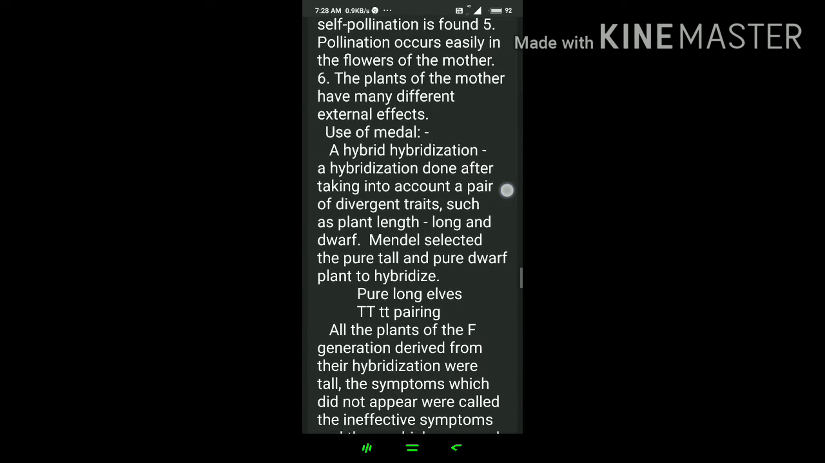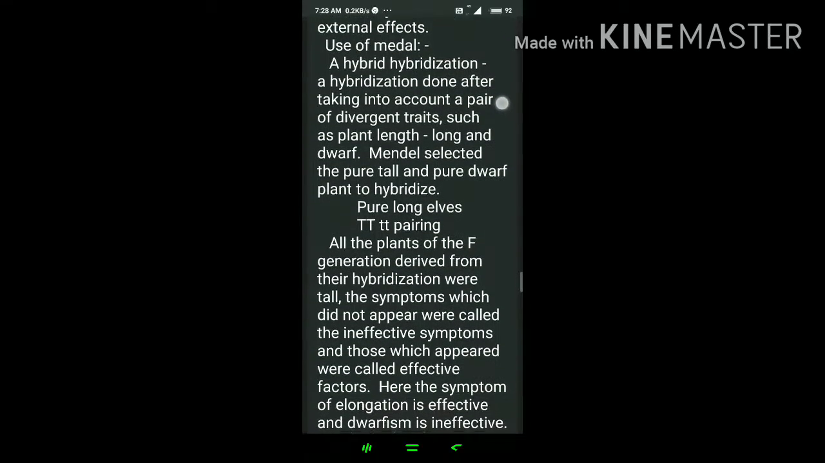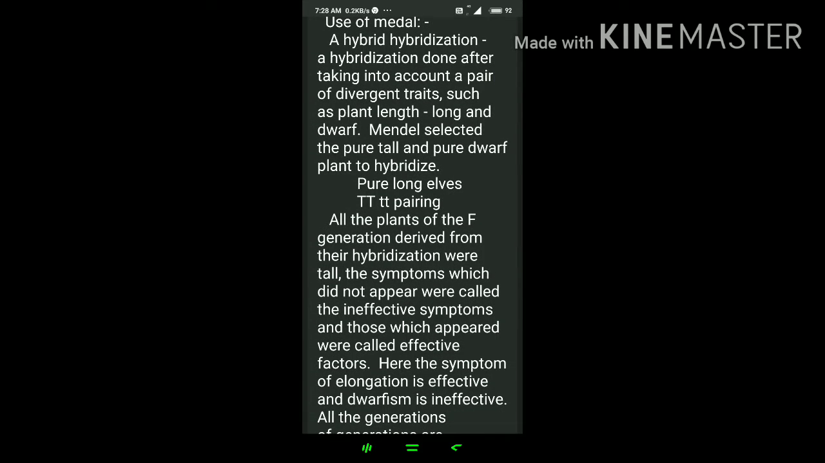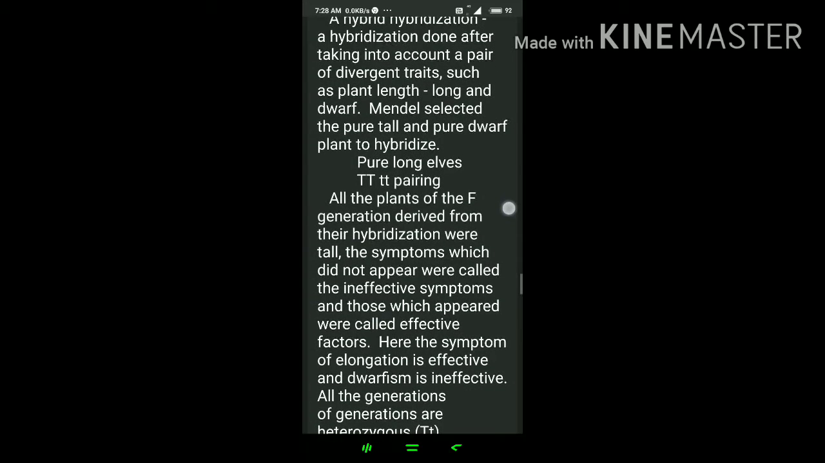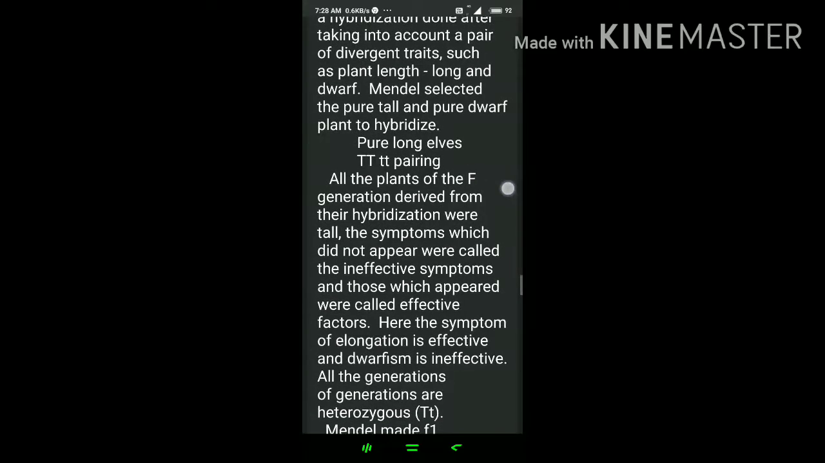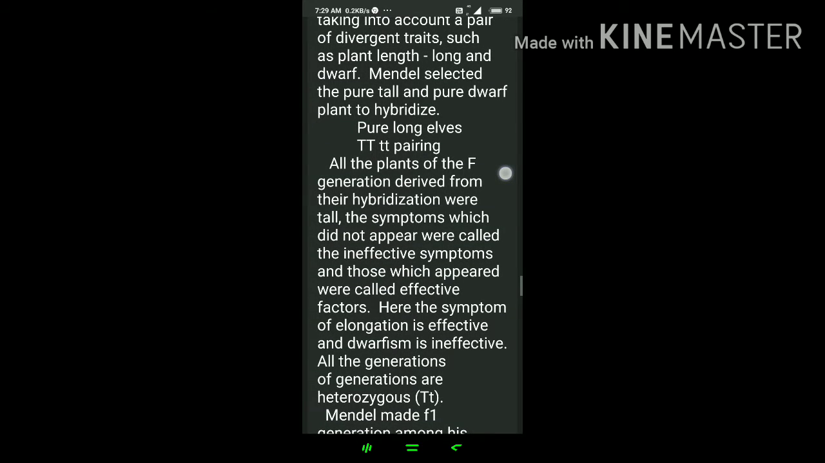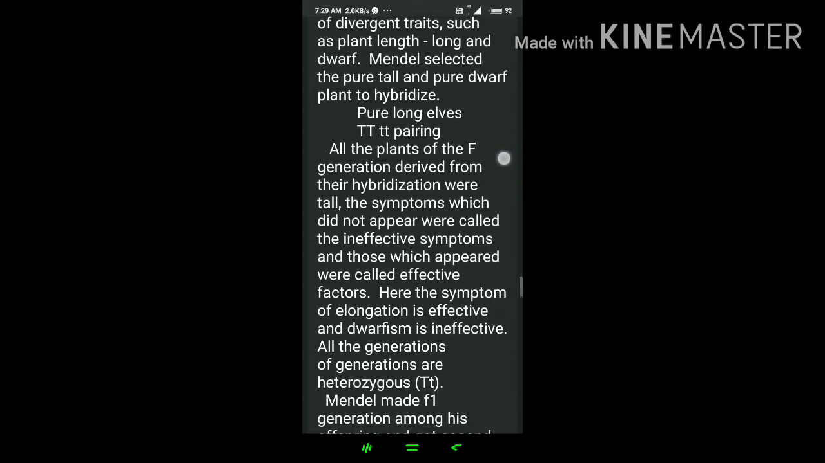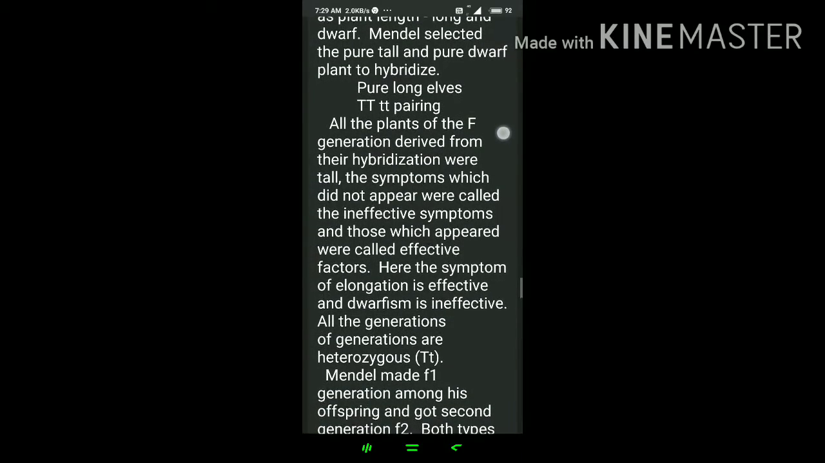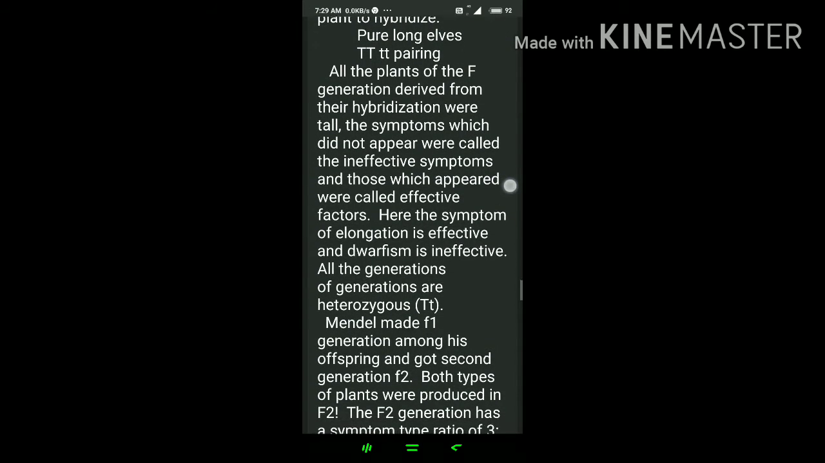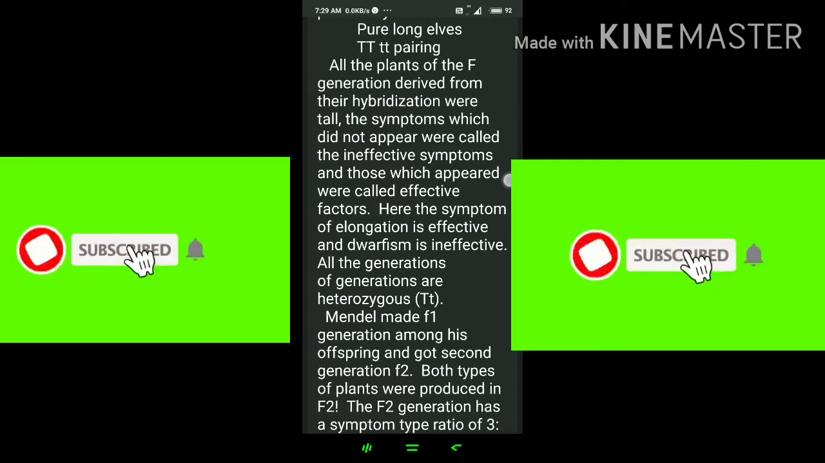Use of Mendel's experiments. A. Monohybrid hybridization: the hybridization done after taking into account a pair of divergent traits, such as plant length, tall and dwarf. Mendel selected the pure tall and pure dwarf plants to hybridize. Pure tall TT and pure dwarf tt pairing. All the plants of the F1 generation derived from their hybridization were tall. The traits which did not appear were called ineffective (recessive) traits, and those which appeared were called effective (dominant) factors. Here the trait of tallness is dominant and dwarfism is recessive. All the plants of the F1 generation are heterozygous Tt.